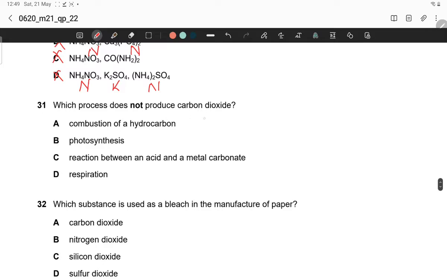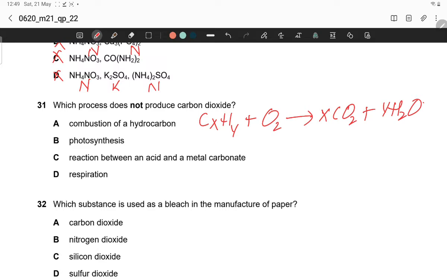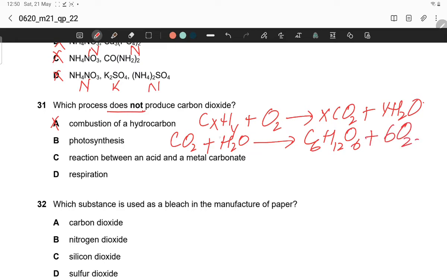Which process does not produce carbon dioxide? Combustion of hydrocarbon: CxHy plus oxygen forms xCO2 plus yH2O, this is not the correct option. Combustion of hydrogen, carbon dioxide and what is produced? So it does not produce carbon dioxide. Photosynthesis, carbon dioxide is used: carbon dioxide plus water forms C6H12O6 plus 6 oxygen. So to balance this reaction, it must be correct.